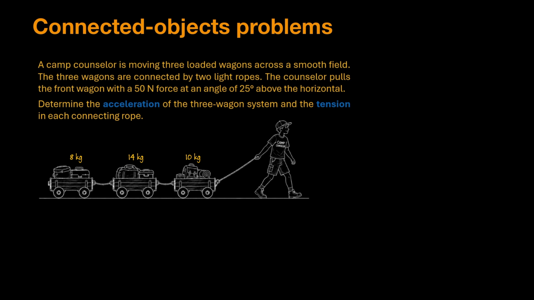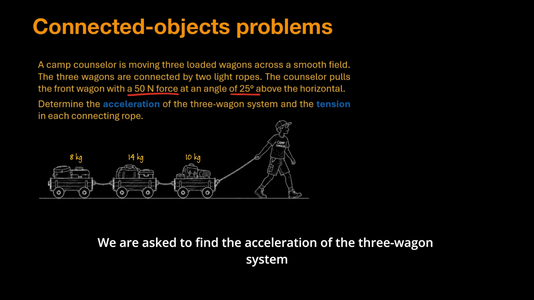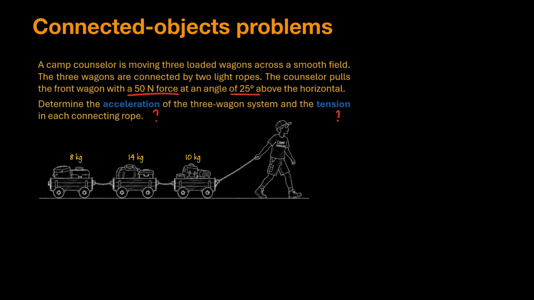Here's the problem. A camp counselor is moving 3 loaded wagons across a smooth field. The 3 wagons are connected by 2 light ropes. The counselor pulls the front wagon with a 50 Newton force at an angle of 25 degrees above the horizontal. We are asked to find the acceleration of the 3 wagon system and the tension in each connecting rope.